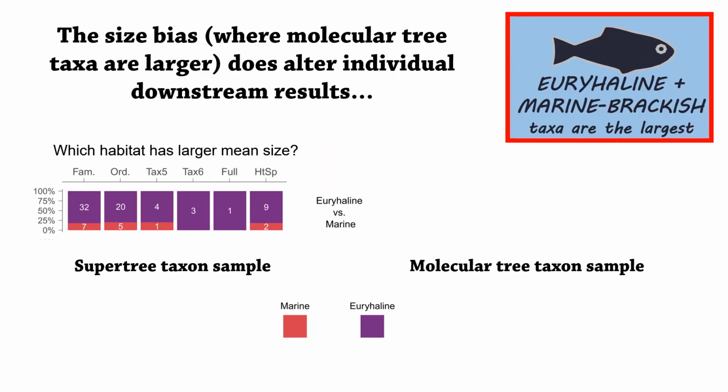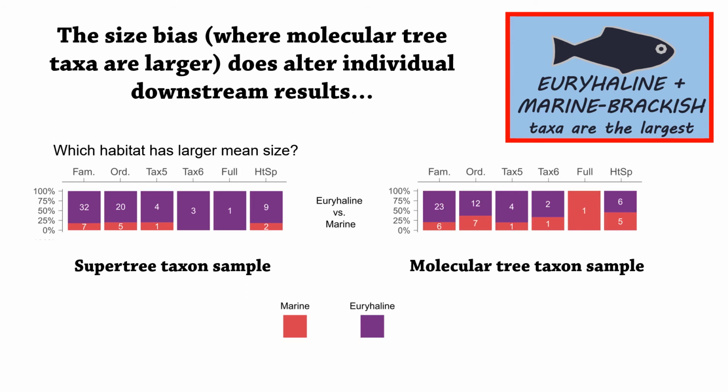For instance, I've shown you this already earlier, that euryhaline taxa are larger than marine in most clades at all scales, right? But when you look at the molecular tree taxon sample, the pattern is still there, but it's considerably weakened. Right? There's lots of times where there are more results where the marine clade is larger than the euryhaline clade. And that really seems to be a result of that bias.